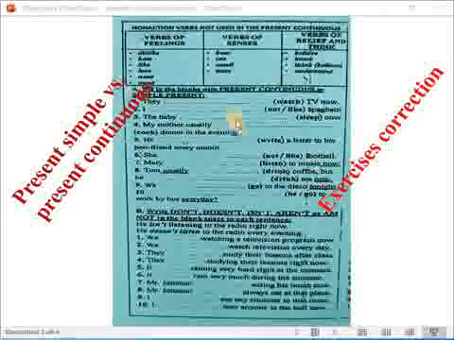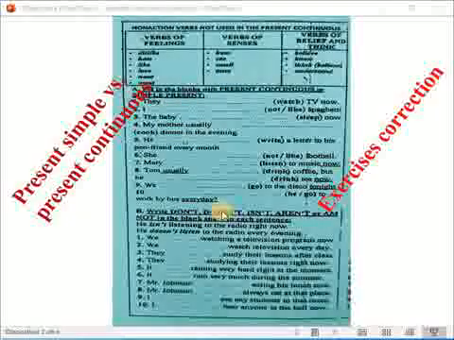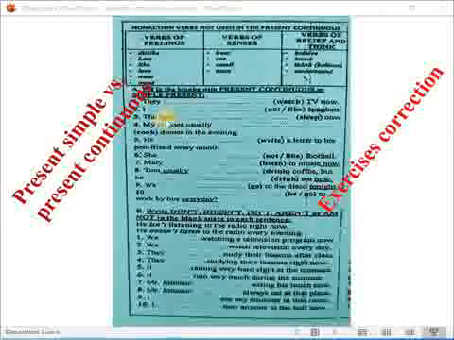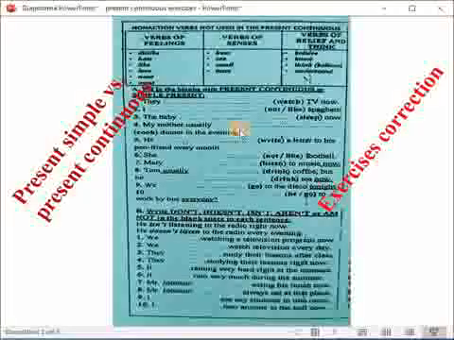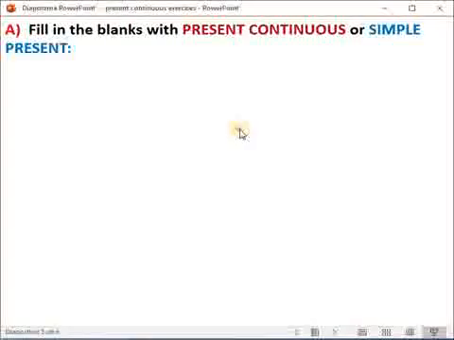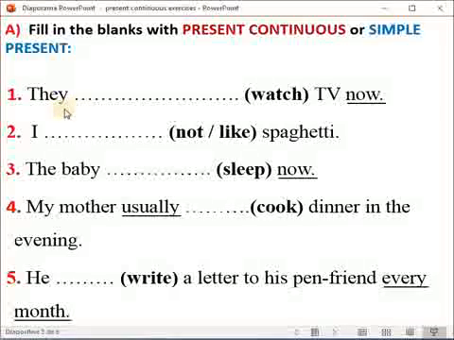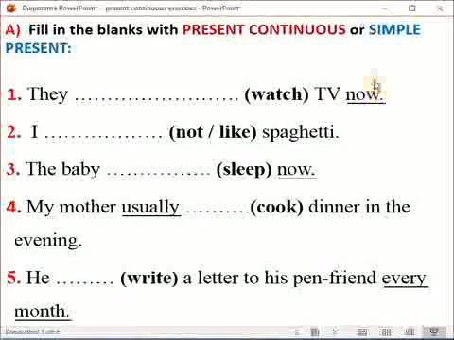So let's start with this activity number 1, this one, activity A. Okay, we are going to conjugate the verbs between brackets in the present continuous or the simple present. Okay, so here are the sentences. So the first sentence, they watch TV now.